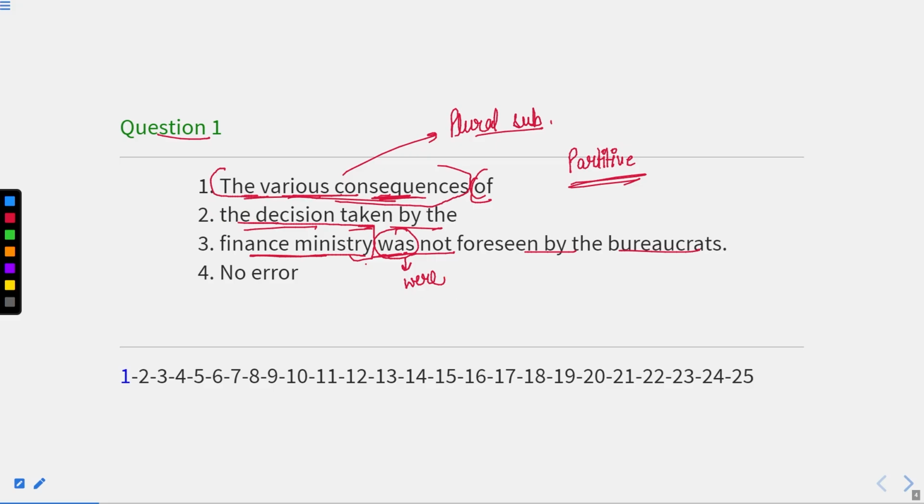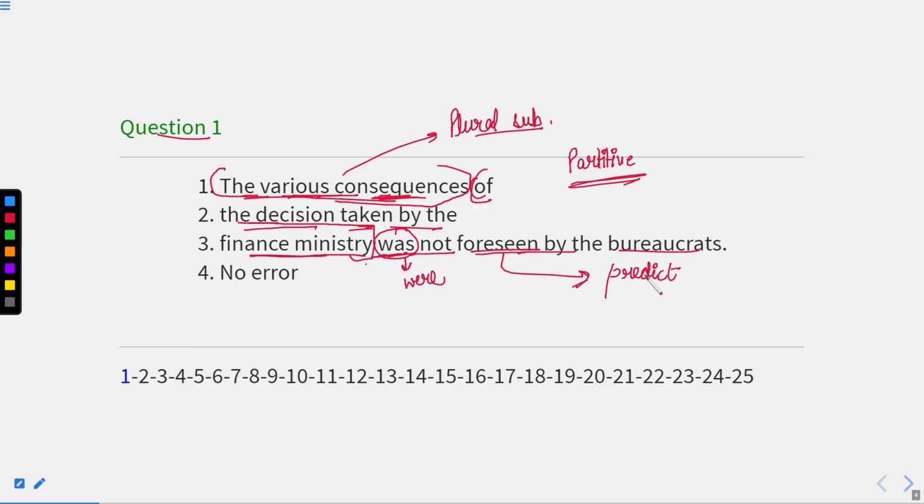Now the various consequences means many different results of the decision taken by the finance ministry, which arose just because of that decision. The results that we got were not foreseen. Foreseen means predicted, to think about the future or to look forward to the future. So this is a prediction. When someone predicts, it is known as foreseen, so not foreseen means not predicted by the bureaucrats.